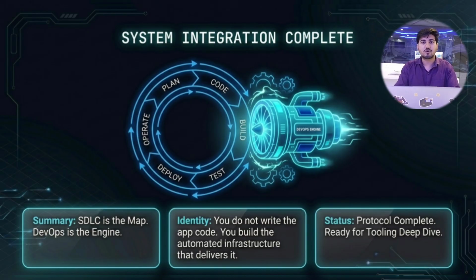Next is the protocol, which is SDLC, the software development lifecycle. The software development lifecycle consists of plan, code, build, test, deploy and operate. So everything is operated as well. So 6 things are there: plan, code, build, test, deploy and operate. That's it. These are the 6 things in the SDLC, the software development lifecycle. It's as simple as that.